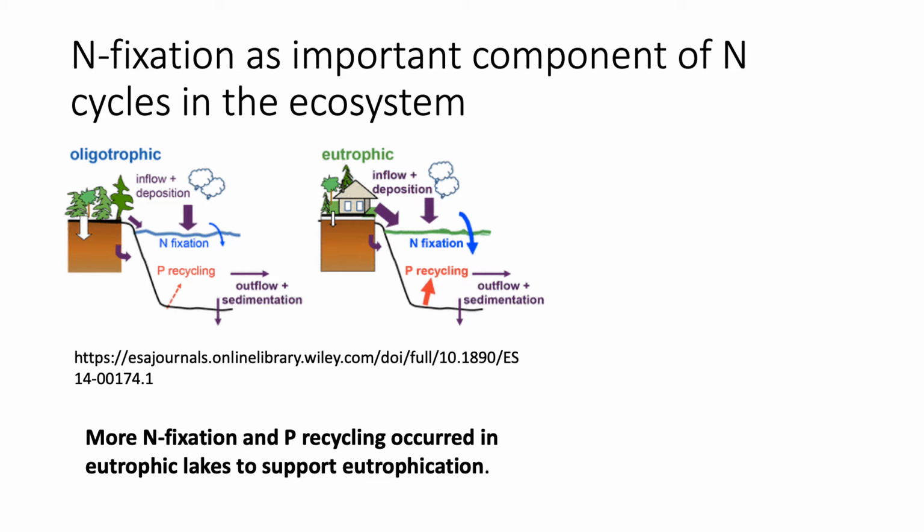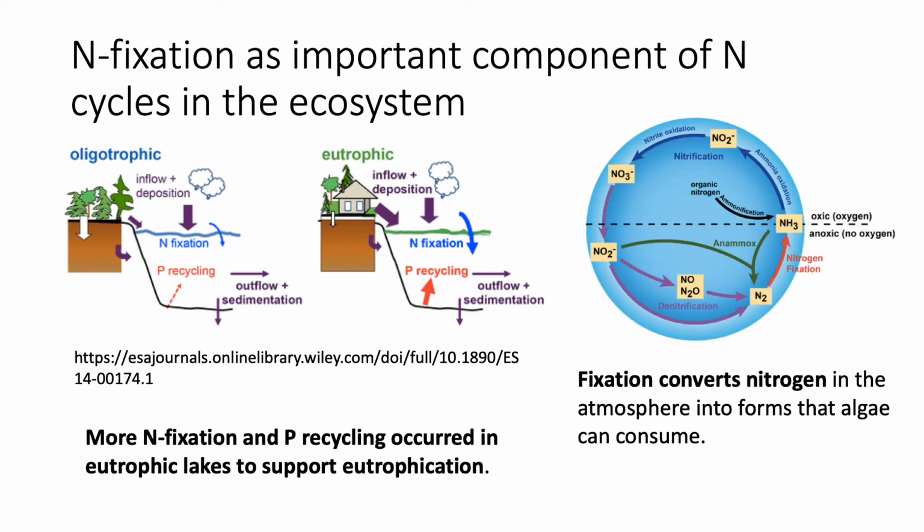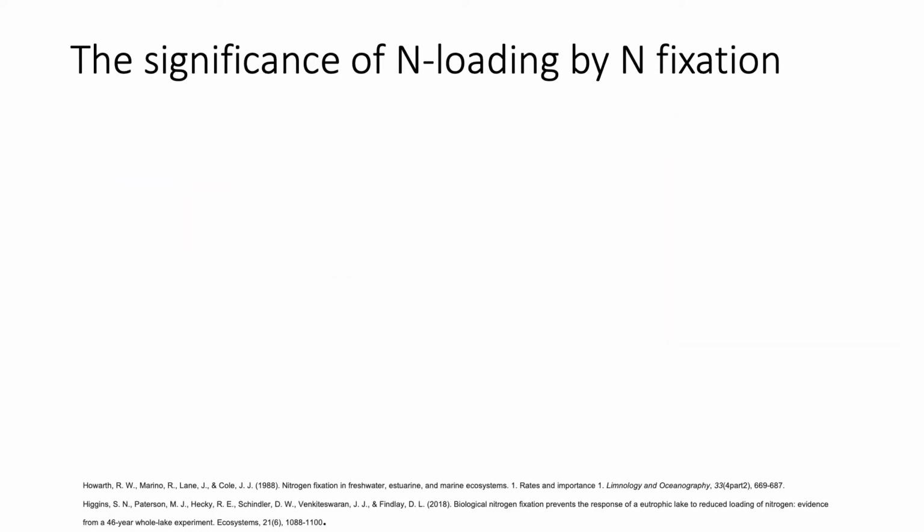From the right cycle, we can see that nitrogen gas can be fixed to ammonia under anaerobic conditions, and this form can be converted into other different forms of nitrogen compounds with the support of oxygen. And these forms of compounds can be consumed by algae. Nitrogen fixation can play significant roles in adding nitrogen to the ecosystem.